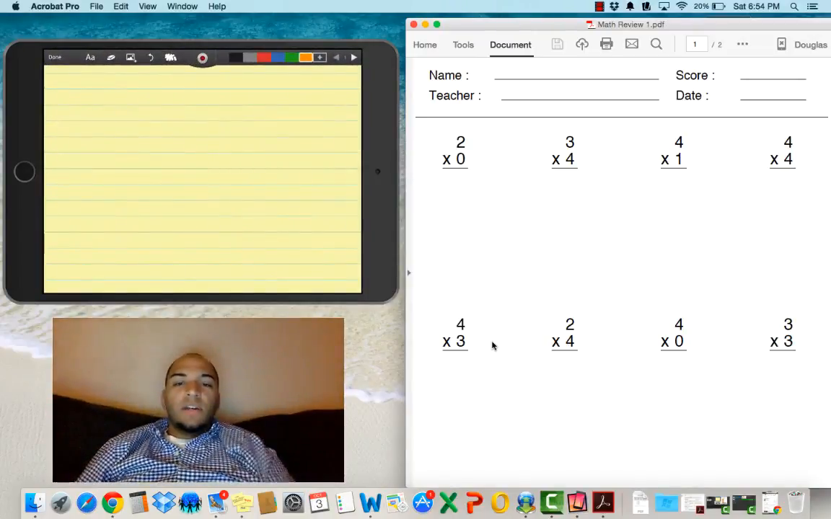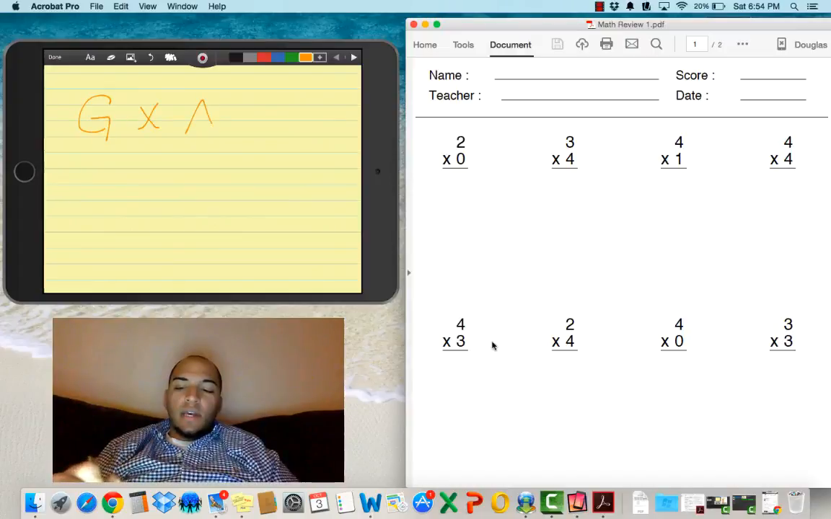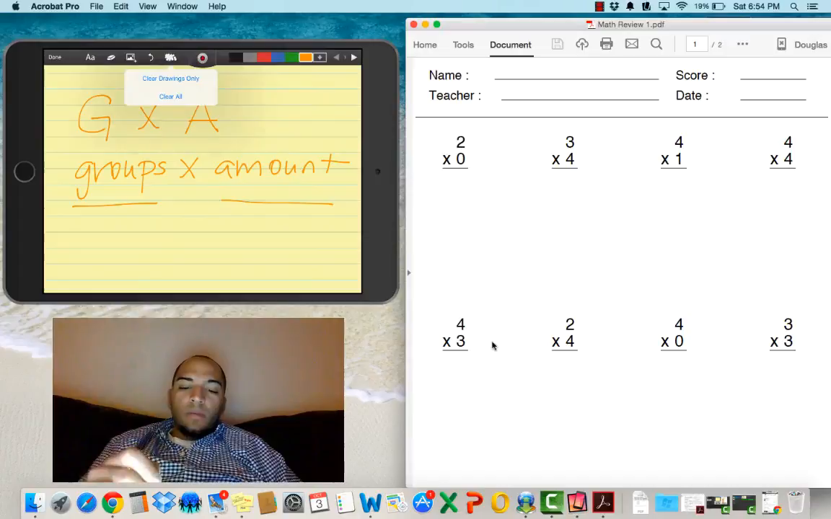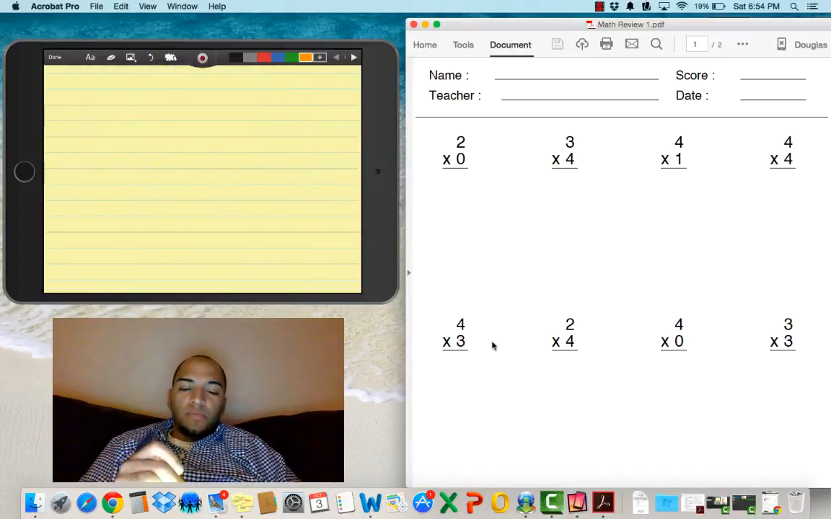All right, so we've been talking about multiplication, guys. And with our multiplication, we've been talking about the formula G times A, which stands for groups, the number of groups, times the amount in each group. All right? It's important to remember that a group and an amount are not the same thing. Let me give you an example.